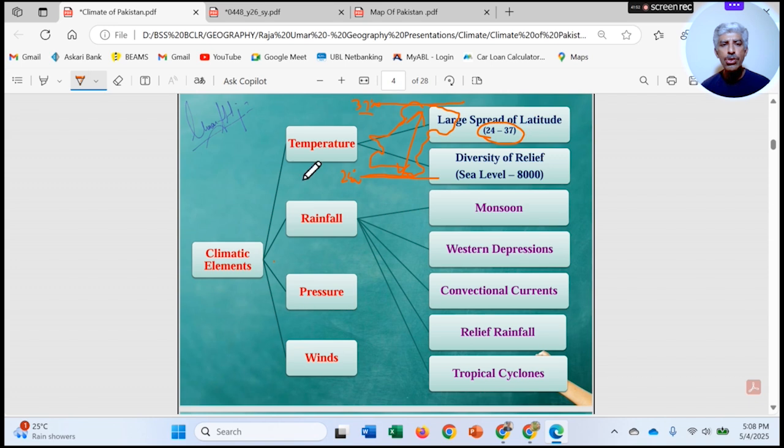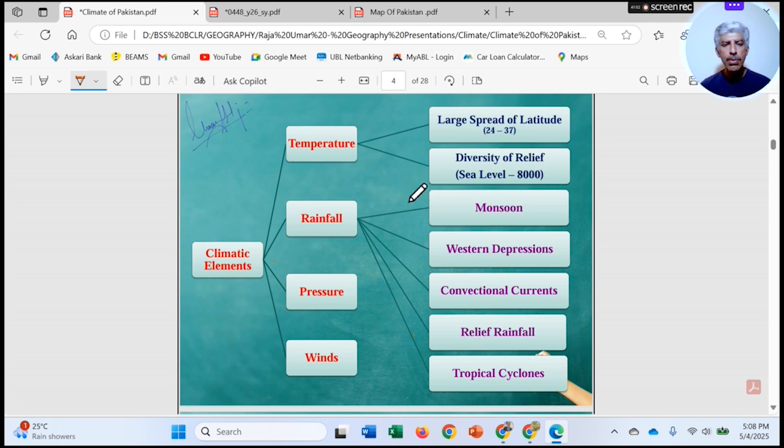So the larger spread of latitude: as we know, as we get away from the equator, the equator is down over here. If I say this is the equator, 0 degree line, then 1, 2, 3, 4, 5, 6, 7, 8, 9, 10. In this way, if we move up, we come to 24 degree and Pakistan starts, and from 24 to 37 it's Pakistan. So the more we get away from the equator, the lower the temperatures would be. So this is the concept.